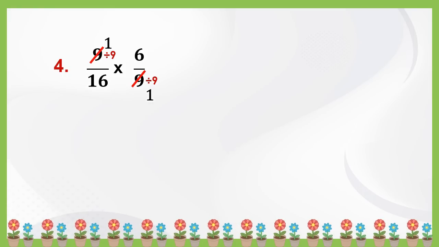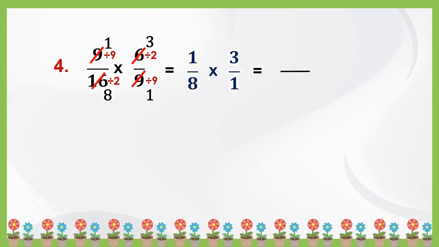Another pair of numerator and denominator that have common factor is 16 and 6. The common factor is 2. 16 divided by 2 equals 8. Then 6 divided by 2 equals 3. Now, write the new fraction. 1 over 8 times 3 over 1. Multiply. 1 times 3 equals 3. 8 times 1 equals 8. So the final answer is 3 over 8.